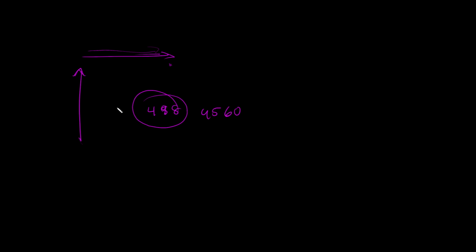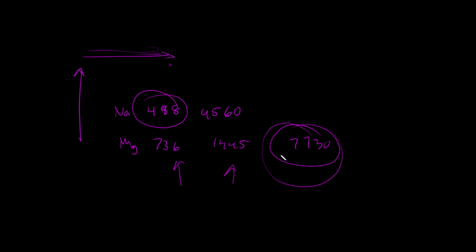And you'll see that for magnesium, 736, 1445, and it'll jump to 7730, because you pull out the first one, pull out the second one, which are both valence electrons, and then when you pull out the third one, it's a core electron. So that is important to remember.